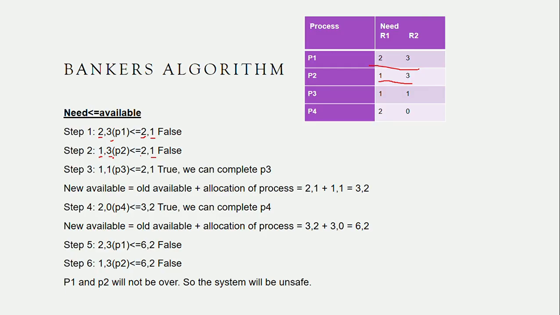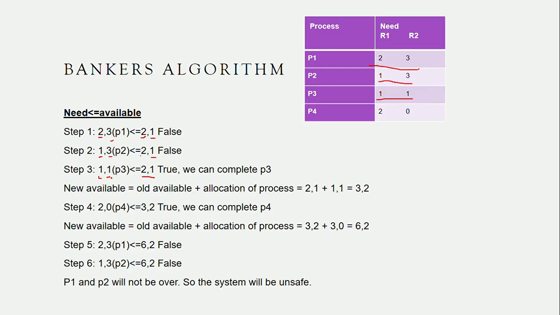Now you can see the P3 requirement. The P3 requirement is 1, 1, and the available resources are 2, 1. So out of 2, I can allocate 1. Out of 1, I can allocate 1. So the P3 request we can complete as the condition is true.